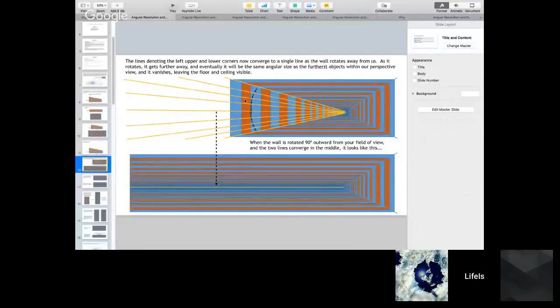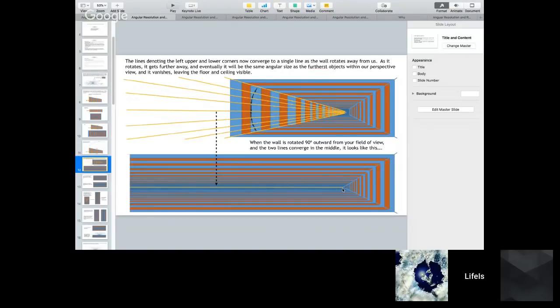So let's keep rotating this thing out, and you can see the little black arrows as you rotate this wall away from you. It's going out of your computer screen, away from you. These yellow lines are getting closer and closer to one another, right? Eventually, what you're left with is a single yellow line at the same distance as the vanishing point.